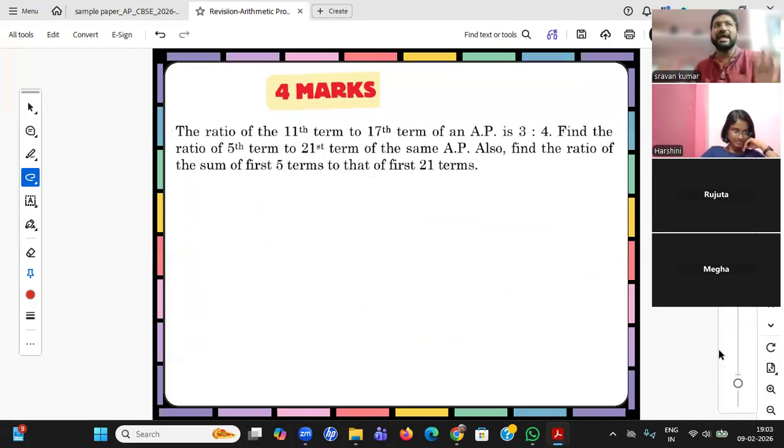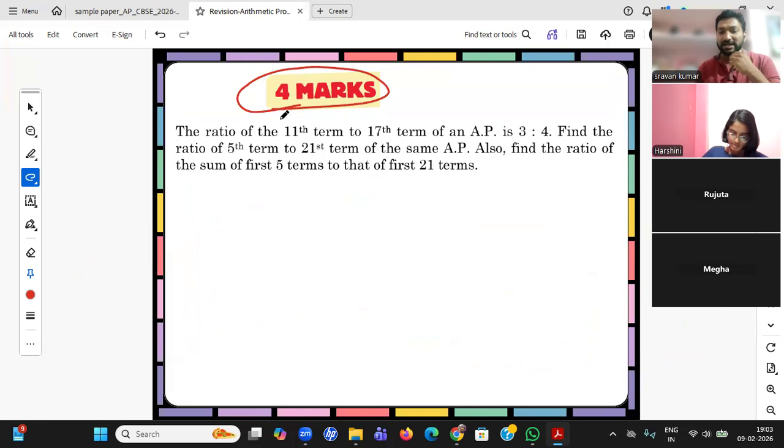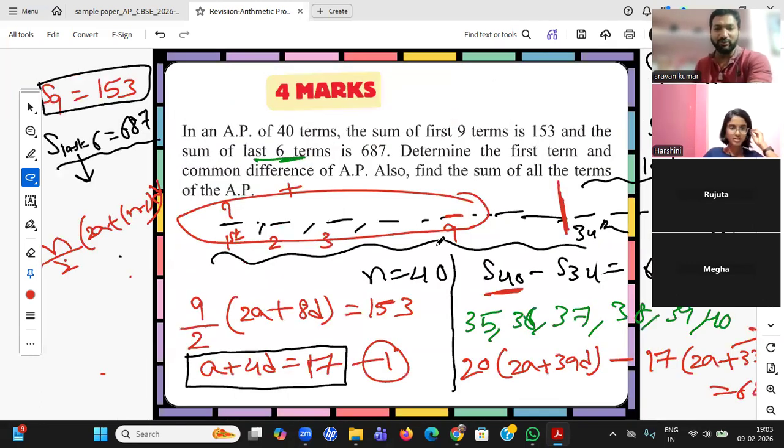So I'm just giving the type of problems you can expect. Even though you are feeling, sir, this time case-based questions come, case-based questions are just this only. If you ask me the same question, he will give, say, 40 students, the first 9 students' weight is this much, the last 6 students' weight is this much. Can you find the sum of all the students' weight? Case-based questions are nothing. You need to just relate it like this.